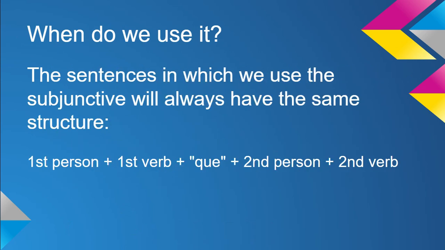The structure that I was referring to, all of the sentences that we are going to use the subjunctive in are going to have this same structure. So you can see it there on the slide, but you're going to have a person or a group of people, that's the first person, and then a verb, right? You're going to have the word que, which in Spanish means that, and then a different person with another verb, right? So it has two clauses and the word que in the middle, and que in Spanish, just a reminder, means that.